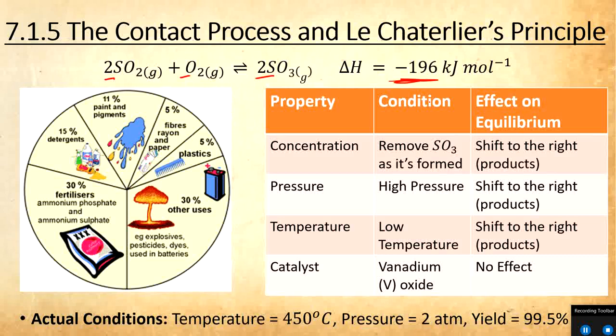Okay, so in summary, we looked at the Haber process and the contact process and how Le Chatelier's principle applies to both and their conditions and compromises that we had to make to maximize our production of equilibrium reactions in industry. And this brings us to the end of the equilibrium chapter.